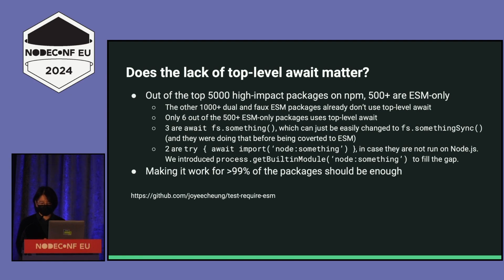About 500 of them are ESM only, and among them, only 6 of them use top-level await. 3 are awaiting on some fs APIs that have synchronous counterparts, and they were using the synchronous counterparts before that got converted to ESM. And 2 are awaiting a dynamic import of some Node built-in in case they're not running on Node. So we added process.getBuiltinModule to fill that gap. The conclusion is that a require that doesn't support top-level await can already work for more than 99% of the ESM packages out there, and that should be good enough.